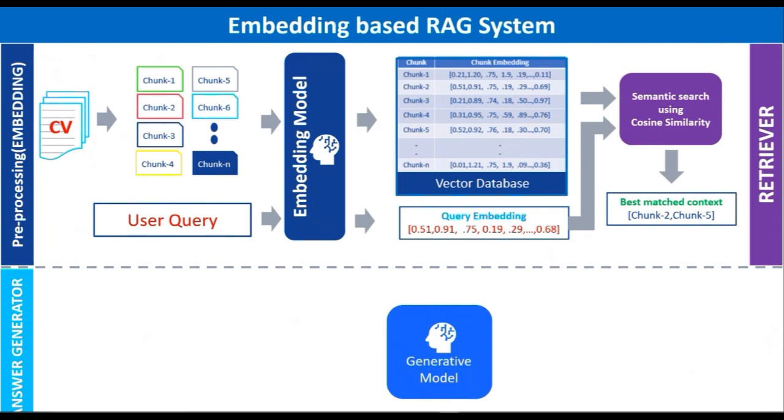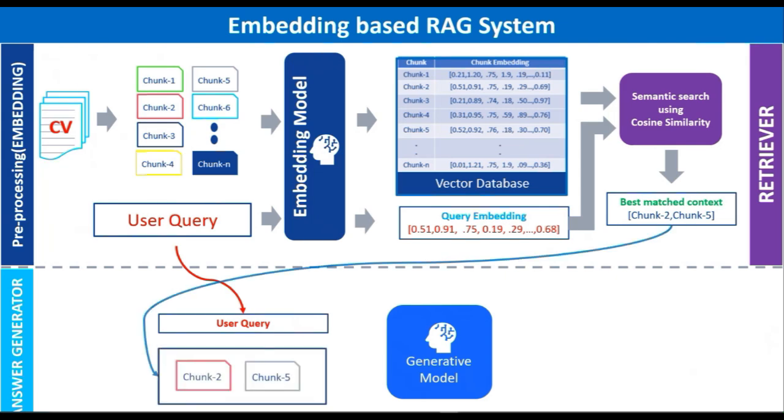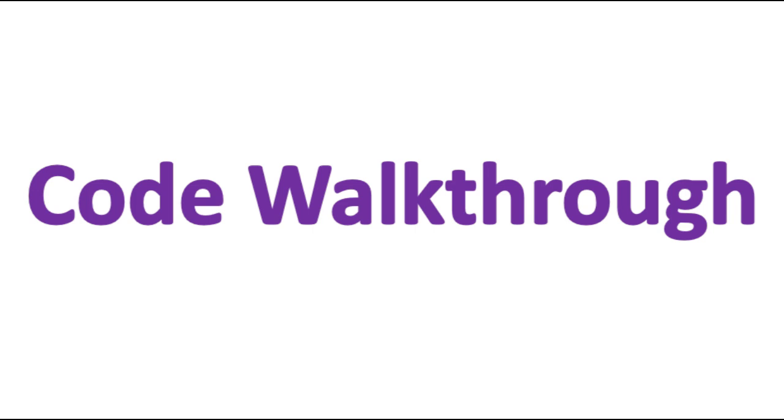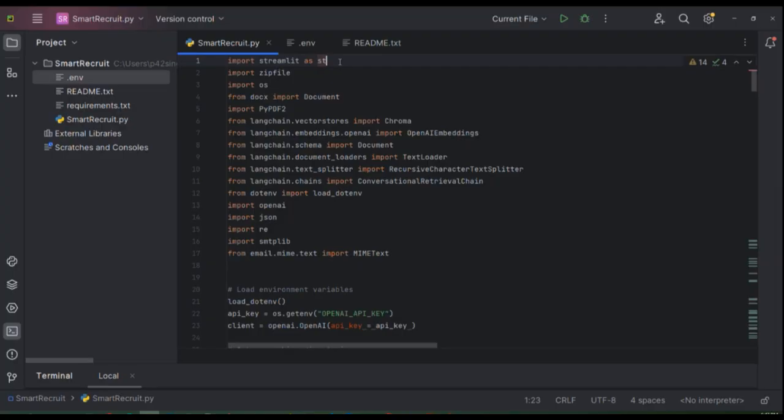Then these chunks along with the user query are sent to the generative model, which processes them to generate a coherent and contextually accurate response. Finally, the user receives the answer in natural language tailored to the user query. So this is how the second retriever type, the embedding based retriever, is implemented in our use case. Now that we have understood the design of this use case, let us go through the code.